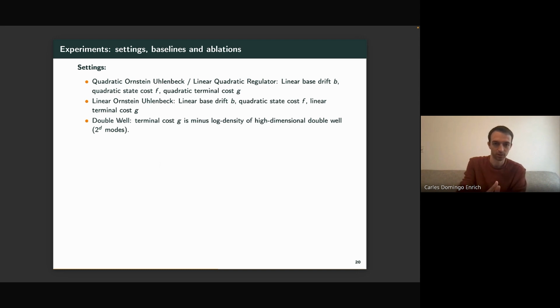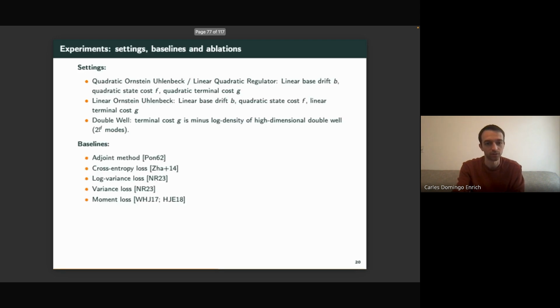It's a case where the terminal cost is actually minus the log density of a high-dimensional double well. So it's an example where you naturally have multimodality. Your system, like the SDE solution, may end up in a lot of modes. So it's 2 to the D, and we're taking D equals 10. Essentially, it's a system where our iterates can end up in more than 1,000 different places in the state space. So it's actually harder to learn the vector field.